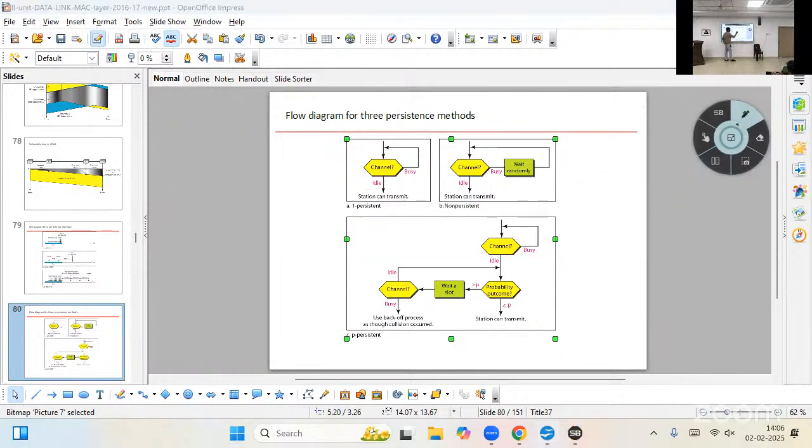In the channel, if it is busy, again we need to sense the channel. Then when it is free, the data will be transmitted. In non-persistent, we have to wait some random amount of time, then again we need to send the data. In P persistent, if the channel is busy, we sense again in one step, and we transmit the data based on the time slot probability.